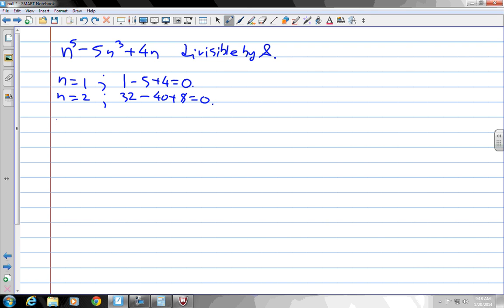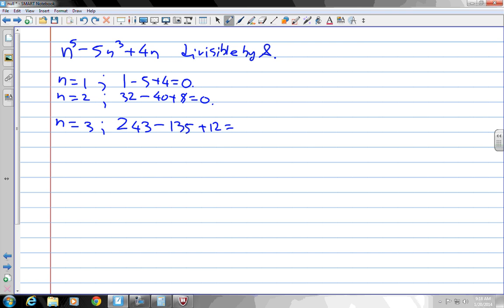So if I do n equals 3, if I plug 3 in there, that's 3 to the power 5, it's 243, minus 3 cubed, which is 27, times 5, 135. Is that right? I believe so. Plus 12.